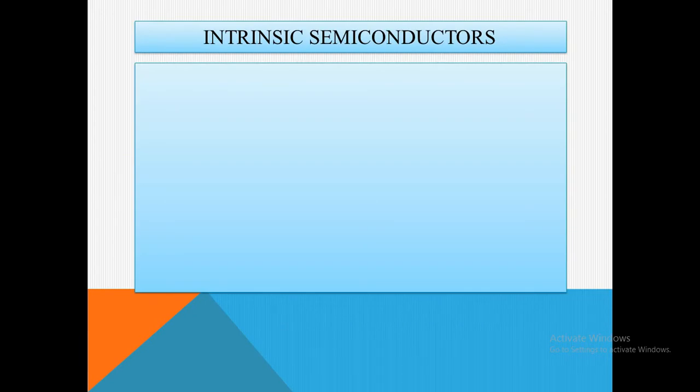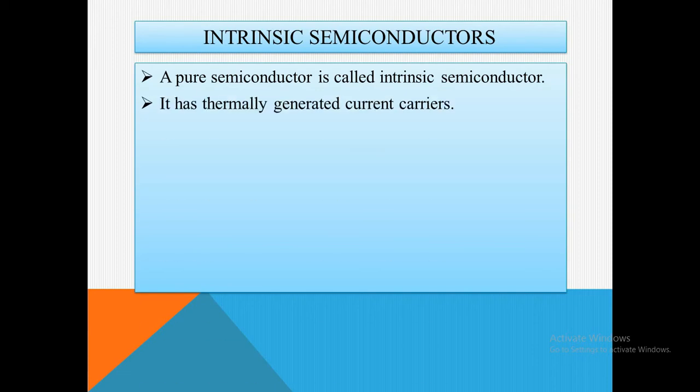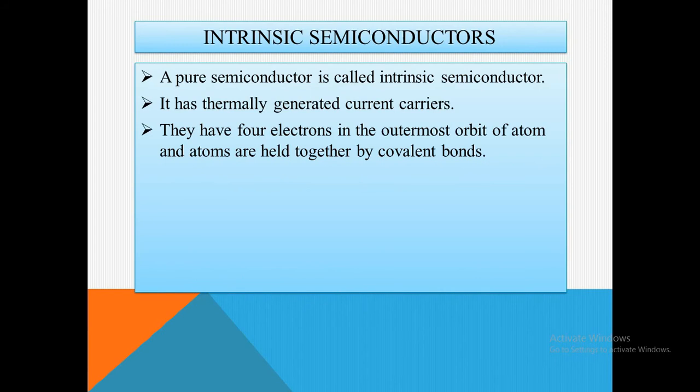Look at the first properties of intrinsic semiconductor. As I said, a pure semiconductor is called intrinsic semiconductor. The second property is it has a thermally generated current. That means by using thermal energy or heat energy, it produces current. They have 4 electrons in the outermost orbit of the atoms, and the atoms are held together by covalent bonds. We will see in the diagram next.